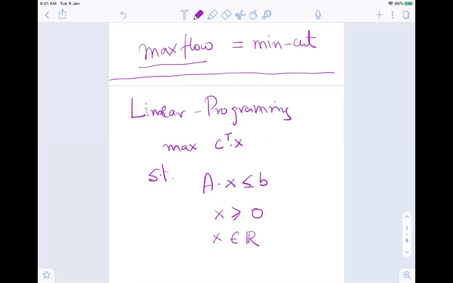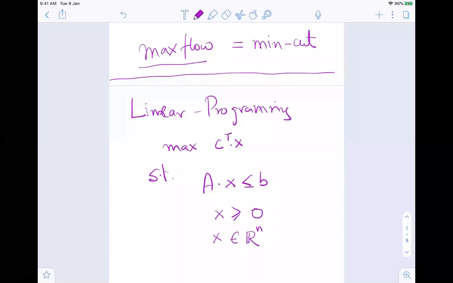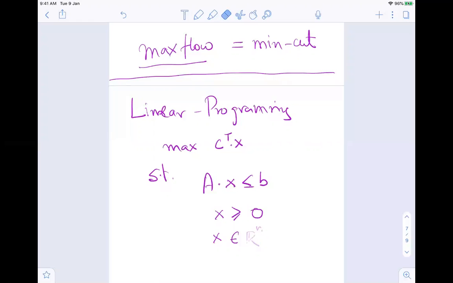R to the power n. Yeah, R to the power n. Sometimes people, just to make it a bit more bounded, write it as [0,1] to the power n. Again, it doesn't matter so much. We scale it up and down and everything works. This is not a big deal.